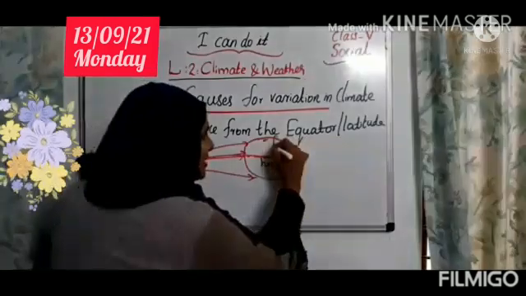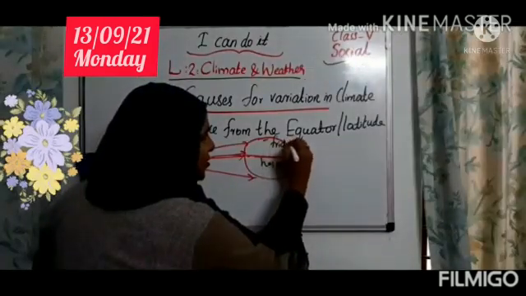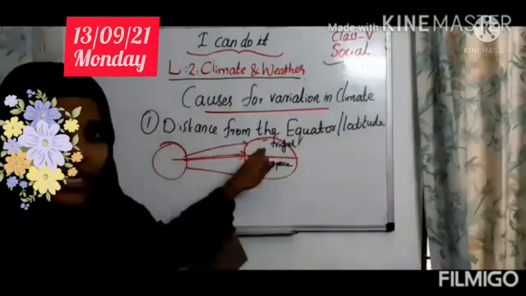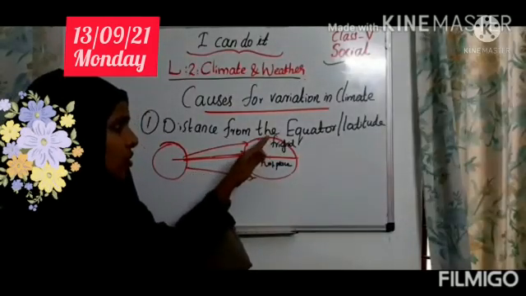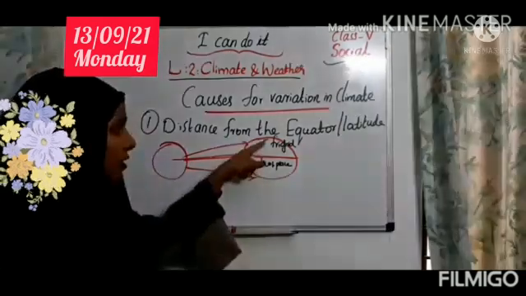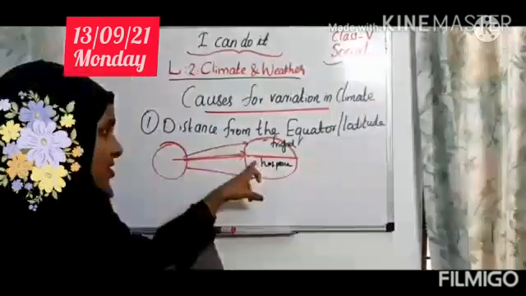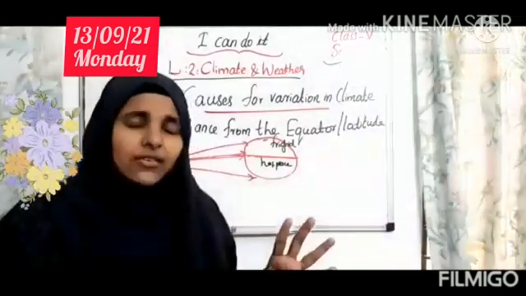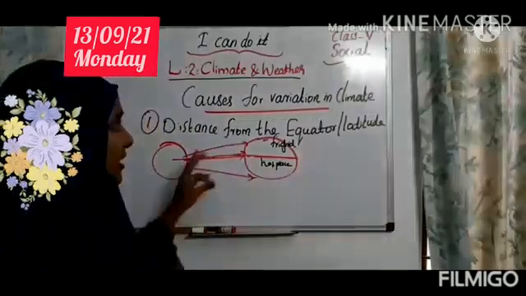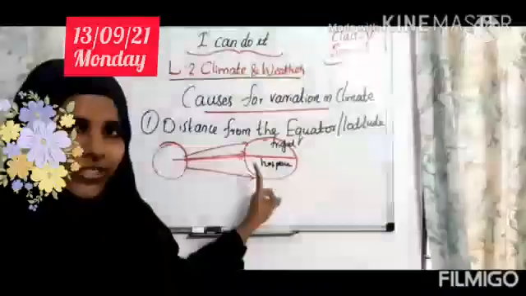You know the frigid zone. This is the frigid zone, is it, children? The frigid zone is a very cold place. Places near the frigid zone or near the pole region are very cold, but places near the equator are very hot. Okay. So, the climate is affected by distance from the equator, or latitude.